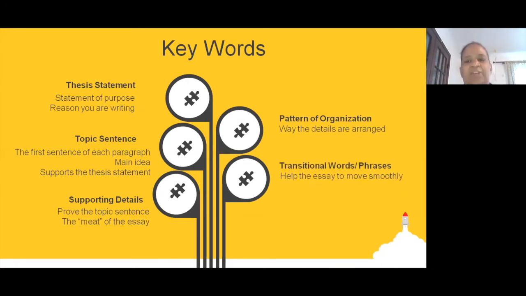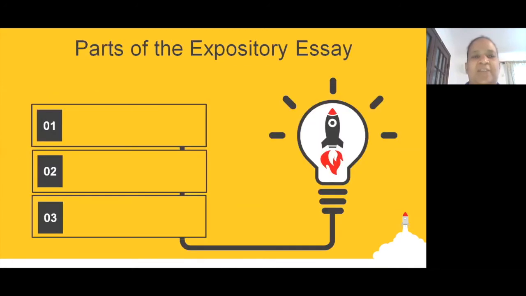The last key word is transitional words and phrases. These are the words that we use to help us move from one point to the next. Transition is a smooth flow from one thing to the next. This is where we have our firstly, secondly, thirdly, those when you are writing to explain how to make or do something, or you have therefore, in contrast, furthermore. All of those words help us to move smoothly and show that we are more mature writers. Okay, so these are the key words that you're going to come across as you're perfecting your expository essay. Thesis statement, topic sentence, supporting details, pattern of organization, transitional words and phrases.